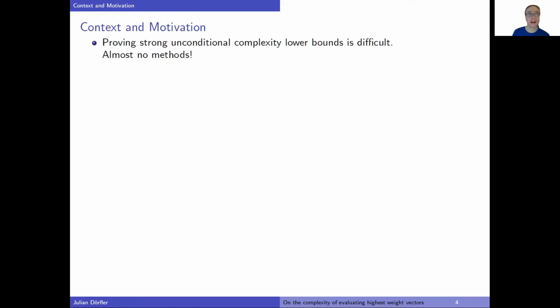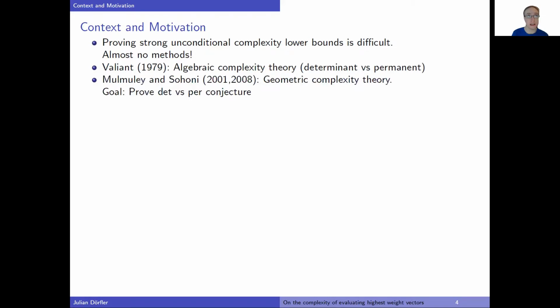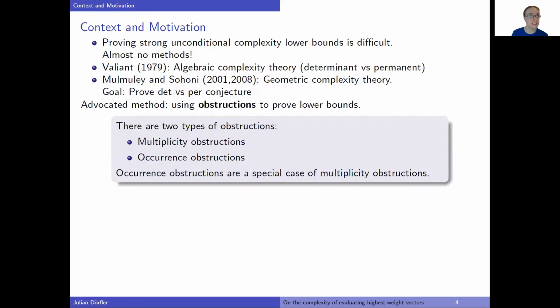First of all, proving strong unconditional complexity lower bounds is really difficult, as all of you probably know, and there are very few methods at the moment. And one big thing to possibly look at is the algebraic complexity theory, which is for example containing the determinant versus permanent question that Valiant posed in 1979. Then Mulmuley and Sohoni opened the field of the geometric complexity theory with the goal of proving the determinant versus the permanent conjecture. And the way they were intending to do that is using obstructions to prove lower bounds.